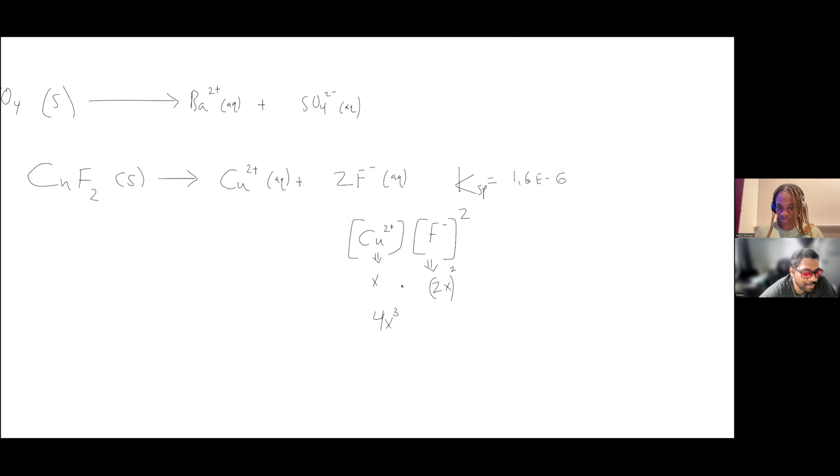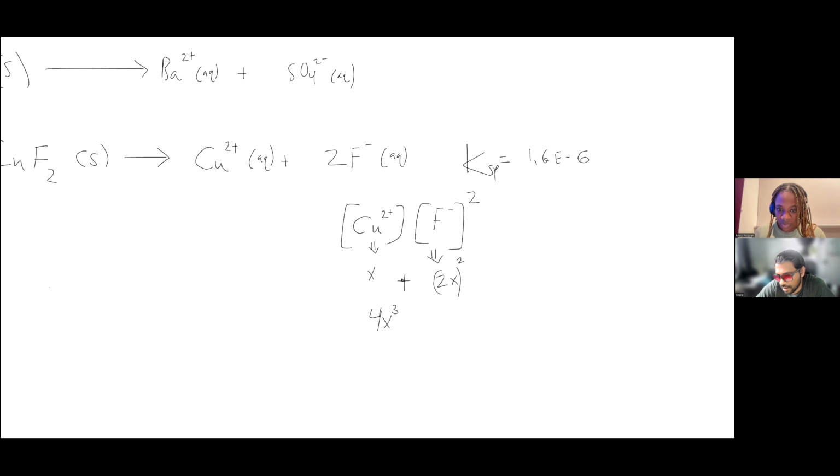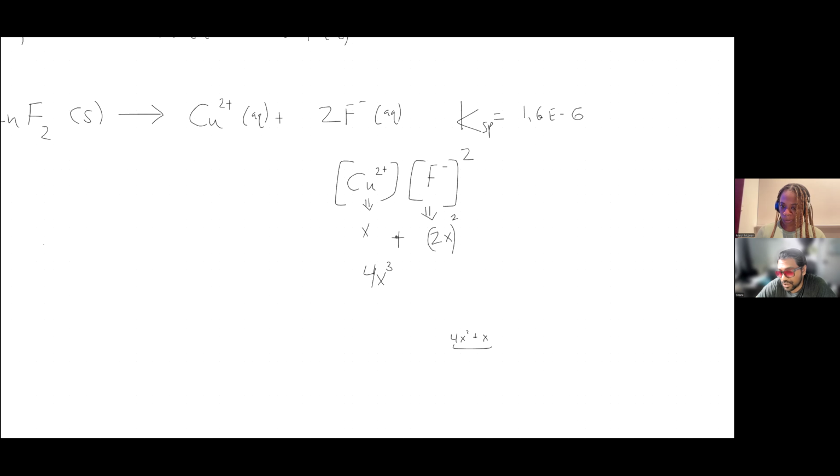If it was plus, what then? Wouldn't it just be 4x squared plus x? Can you do this? I guess you could, but I'm confused. The answer is you can't do this because they don't have like terms, right? Yeah, no, you can't. Okay, good. So 4x cubed.